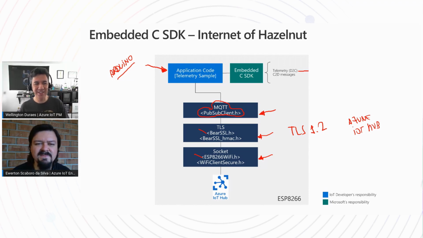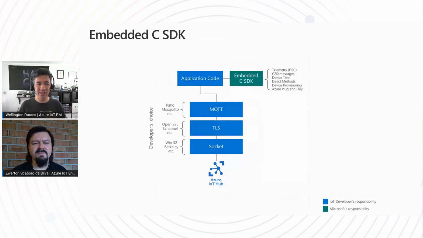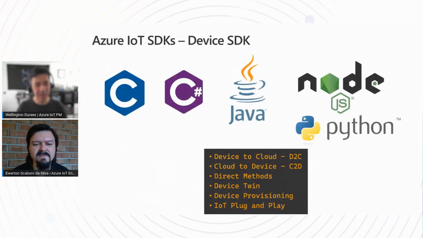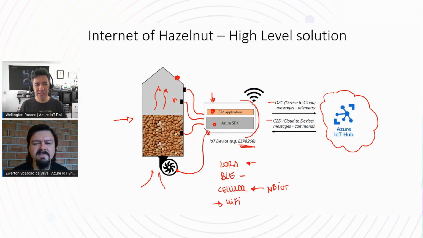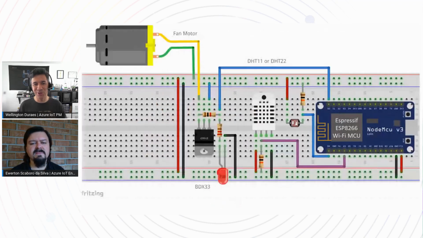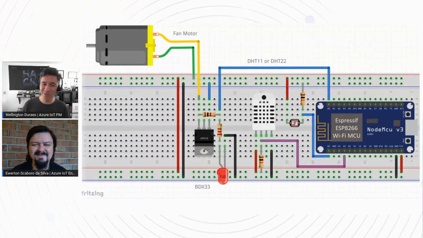Absolutely. Okay, so let's take a look then at what the device looks like. As we were seeing in the previous slide, on top of this device, we would need a couple of sensors, and we'll also need to control the motor or the fan that would be ventilating the silo. So let's take a look at what this would look like. If you decide to build, you can use this as the footprint for that.